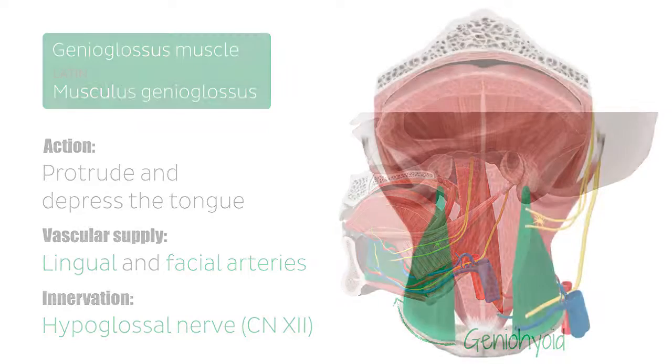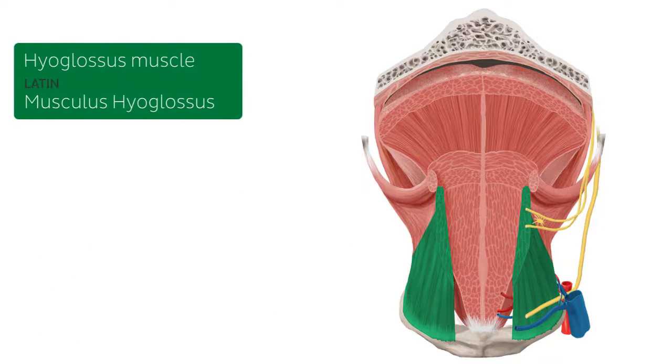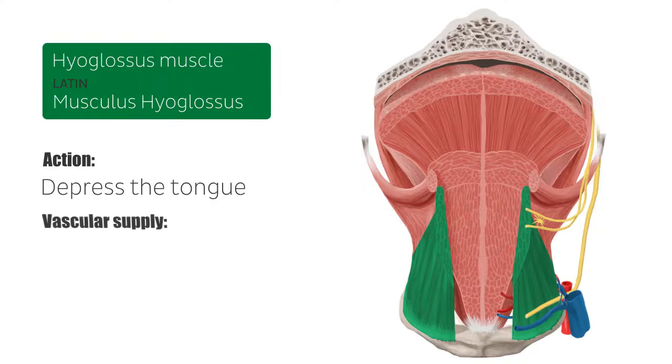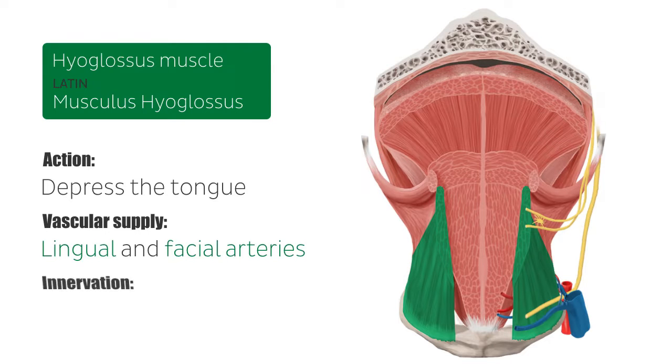The next extrinsic muscle we will look at is the hyoglossus. The hyoglossus is a thin muscle that extends from the side of the tongue to the hyoid bone. The main action of this muscle is to depress the tongue. Like the genioglossus, it's supplied by the sublingual branch of the lingual artery as well as the submental branch of the facial artery. It is also innervated by the hypoglossal nerve.